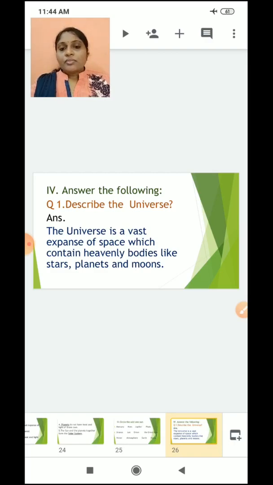The universe is a vast expanse of space which contain heavenly bodies like stars, planets and moons. Are you writing, children? So describe the universe. The universe is a vast expanse of space which contain heavenly bodies like stars, planets, and moons.